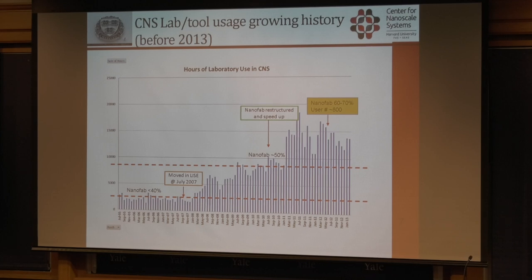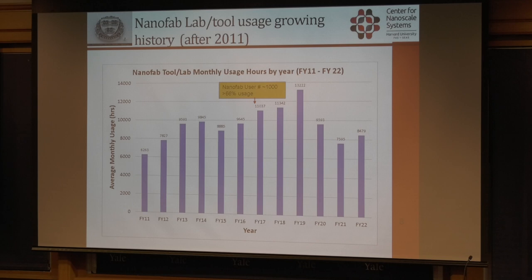After we moved into the new cleanroom, the usage gradually grew, and then nanofab went back to taking about 50% of the usage. Now, after 2010, we restructured our nanofab and also applied the new operation mode. After that, you see the usage jump to another level. Here is more data after 2011: the monthly usage of the lab easily goes up.